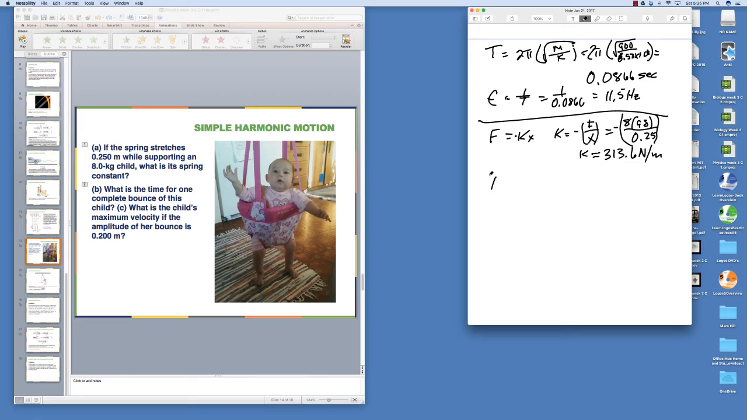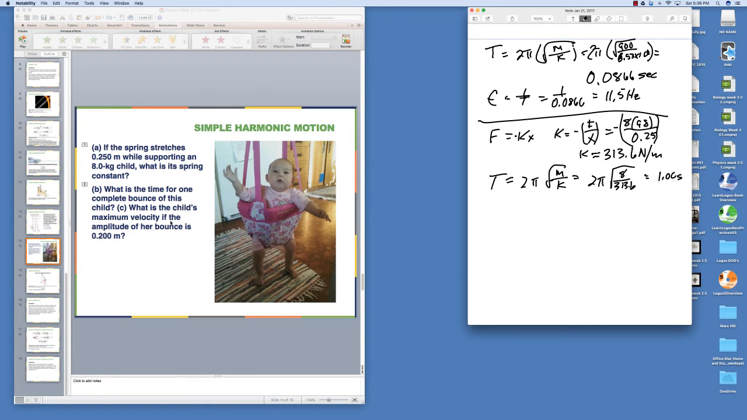The second question here is, what is the time for one complete bounce of the child? So now we have the period, one complete bounce, is equal to 2 pi square root of m over k. So that's going to be 2 pi square root of 8 divided by 313.6. And if you do this math, you get 1 second. And so 1 over that, the frequency, is also 1 per second.